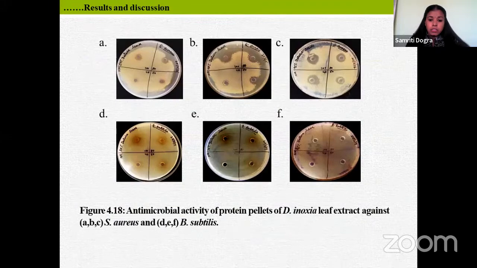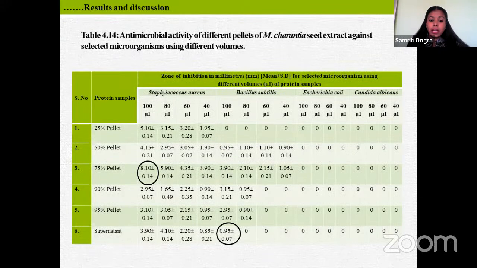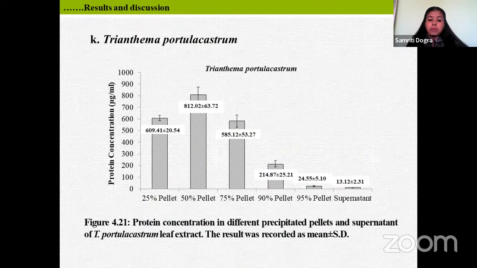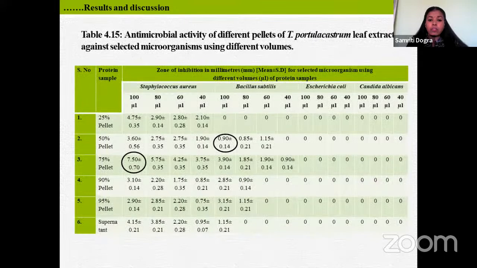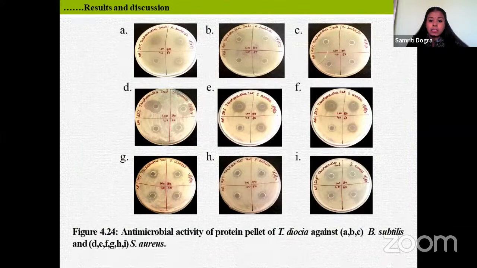So next is Momordica charantia, showing the maximum concentration in the 50% protein pellet and showing the zone of inhibition against Staphylococcus aureus and Bacillus subtilis. So these are the zones of inhibition. Next is Trianthema portulacastrum showing maximum in the 50% protein pellet, and the zone was recorded against Staphylococcus and Bacillus subtilis. So these are the zones. Next, Trichosanthes dioica, maximum protein concentration present in the 50% protein pellet, and activity was recorded against Staphylococcus aureus and Bacillus. These are the figures showing the zones of inhibition.